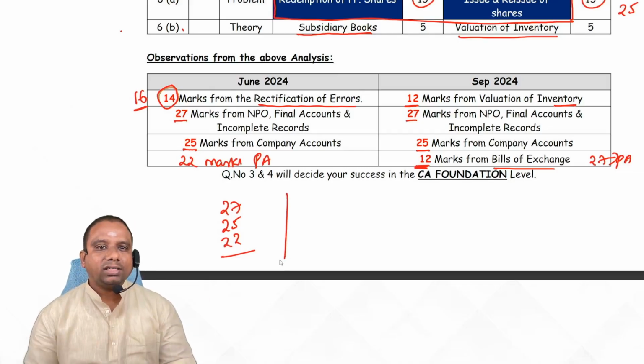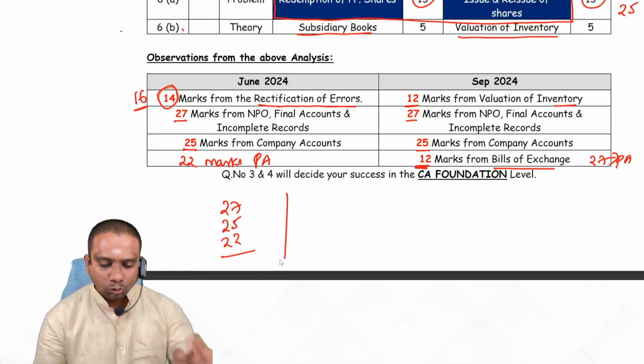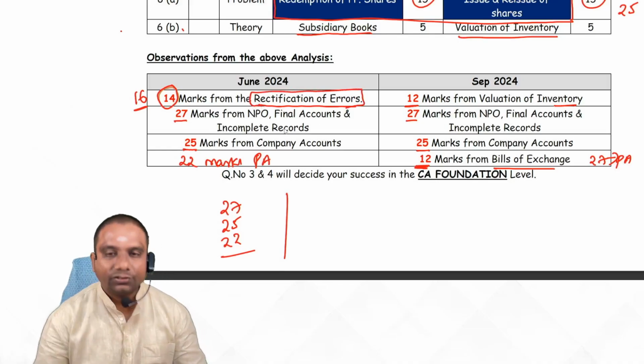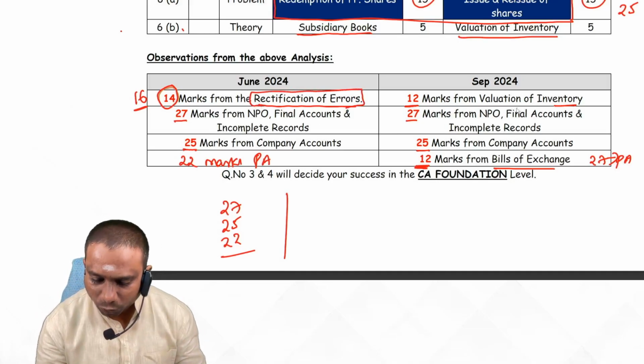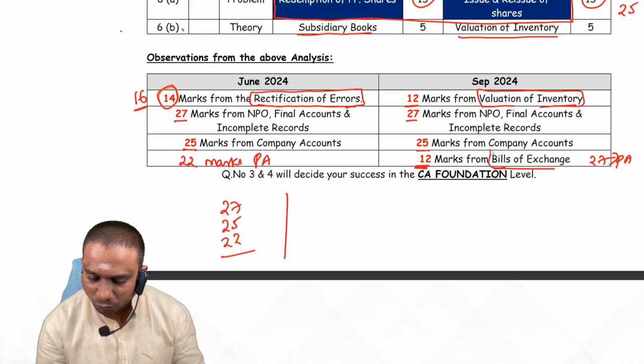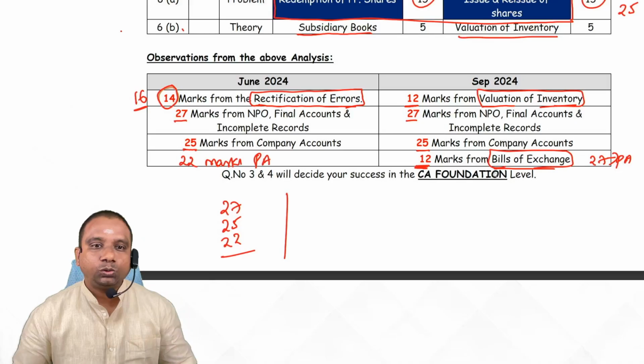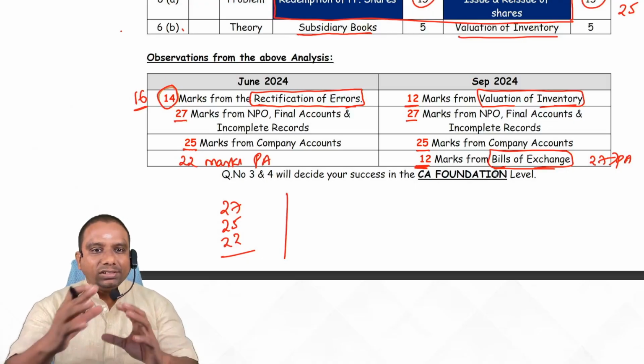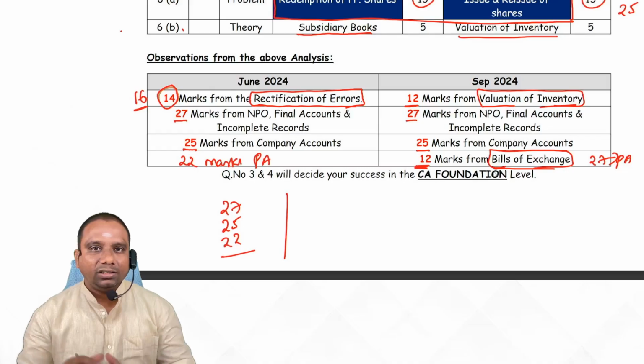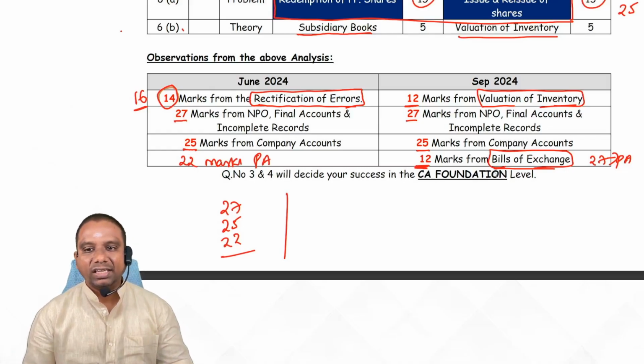Apart from this, they are asking some 12 to 14 marks from one chapter alone. June 2024, rectification of errors. September 2024, valuation of inventory and bills of exchange. Yes or no, students? Yes. So this is the hidden trend in the question paper of ICAI.